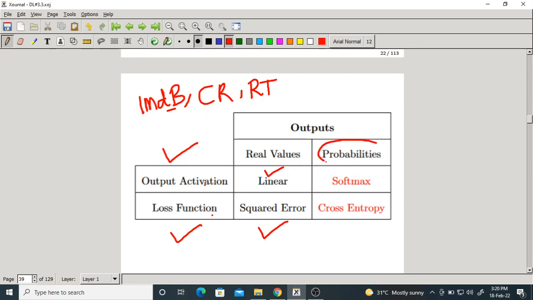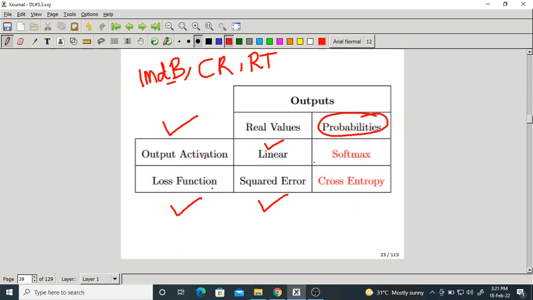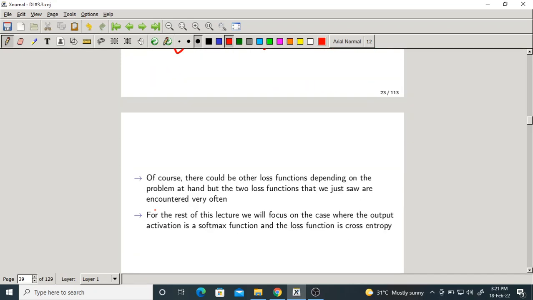If the output is a probability distribution, what is the best output activation function? Softmax. And the best loss function? Cross entropy. So this table is very, very important. It depends upon what the output is. If it is a probability distribution, these two are preferable. If it is real values, these two are preferable. We will discuss softmax and cross entropy in detail in the next classes. So remember this table. This is very, very important. Okay, stop here. Thank you.